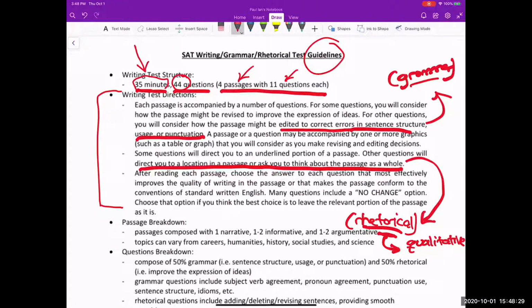So you have to really analyze if something is a good transition to the previous sentence. Does it belong? Does it explain? Does it have the same flow as the previous sentence?